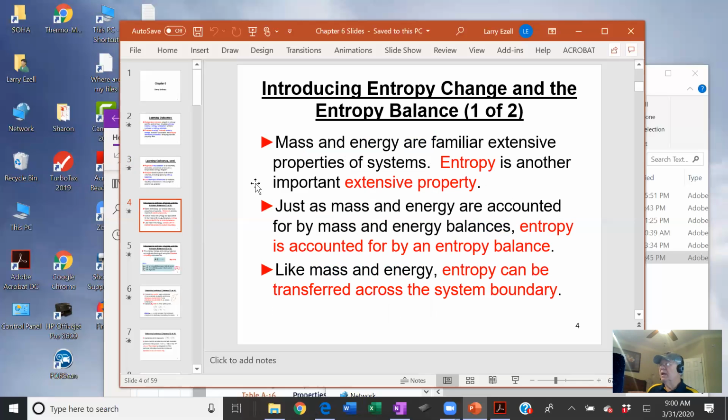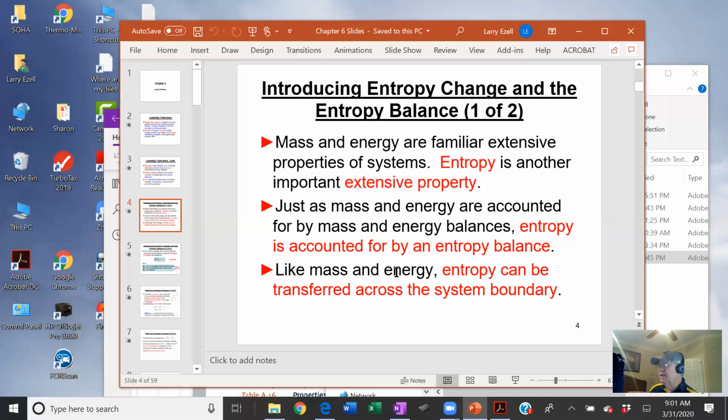So entropy is very similar to mass and energy. It is another extensive property, although lowercase s, entropy per pound or entropy per kilogram, is an intensive property. Just as mass and energy are accounted for by mass and energy balances, we also do an entropy balance. And by the way, entropy is in the tables. It is the last property that we'll be learning about.